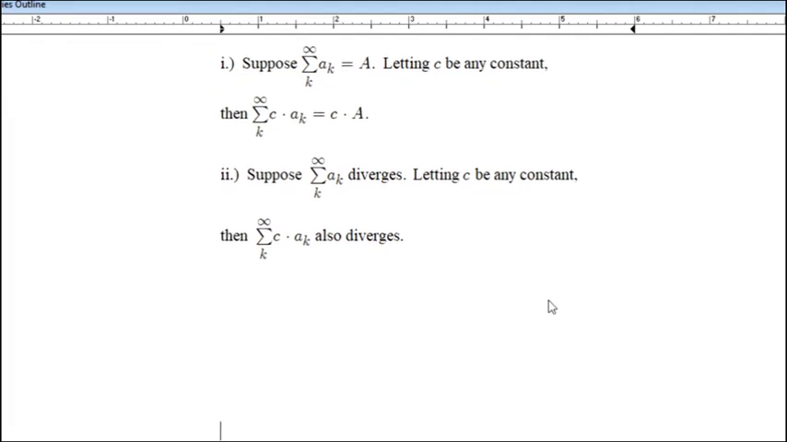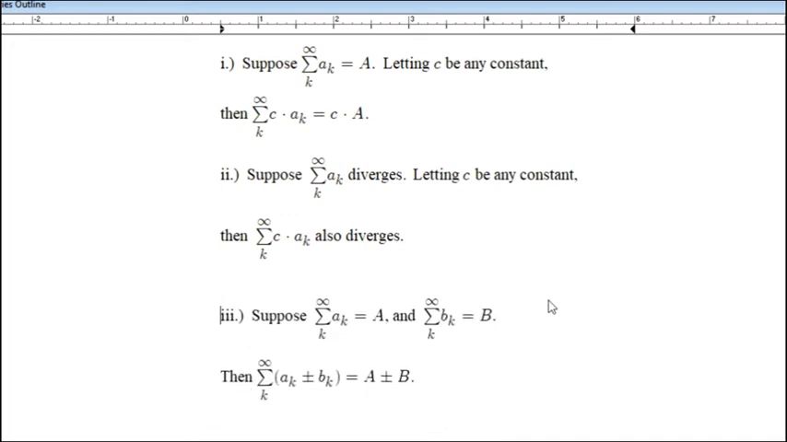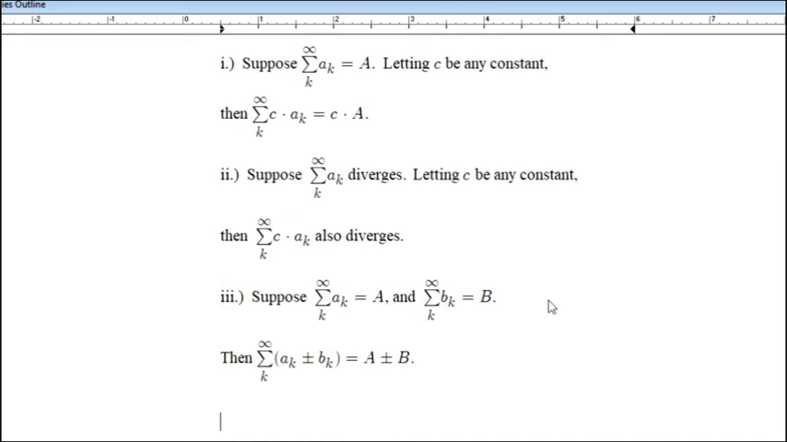If we bring up a third property, something that might feel rather intuitive, it says, suppose you have two convergent infinite series here, one of them converging to A, the other converging to B.